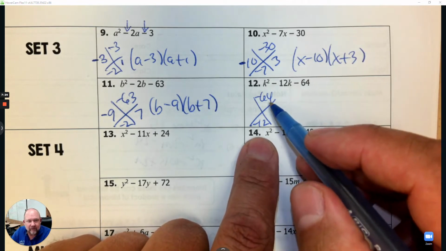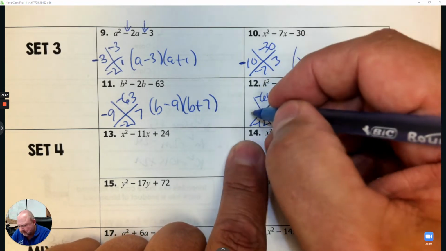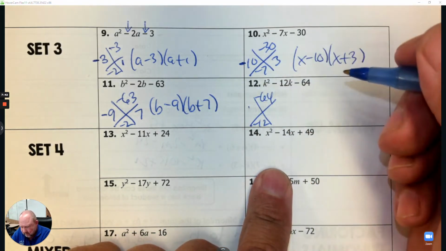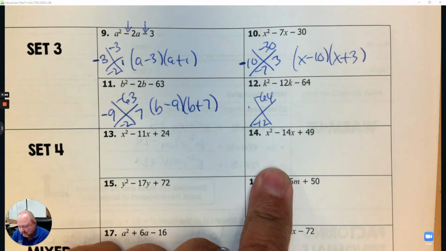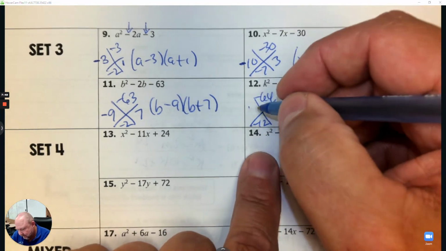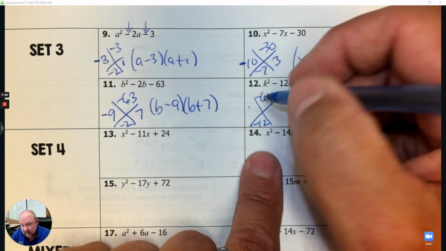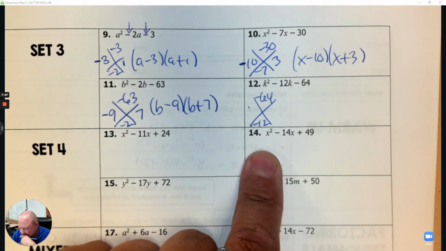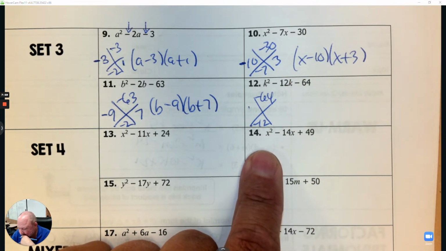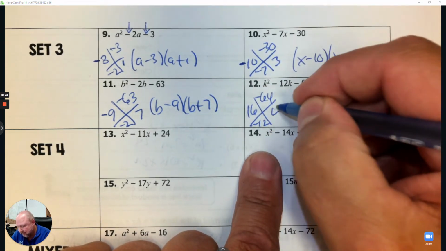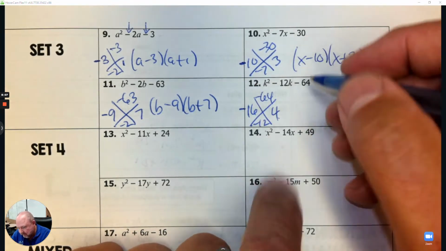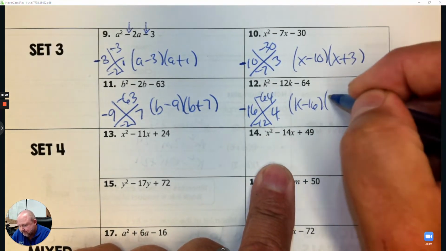All right, negative 64 and negative 12. They subtract. This one's a little trickier. What two numbers multiply to 64 and subtract to 12? I was thinking 15 and 4, but that doesn't work. 12 and 5 don't work. 10? No. 16 and 4. I found it. So 16 times 4 there, and they subtract, and the bigger number is going to be negative. I had to think about it.